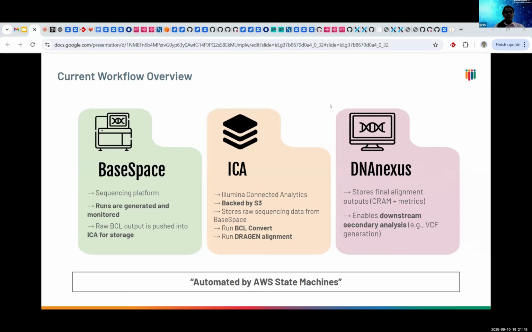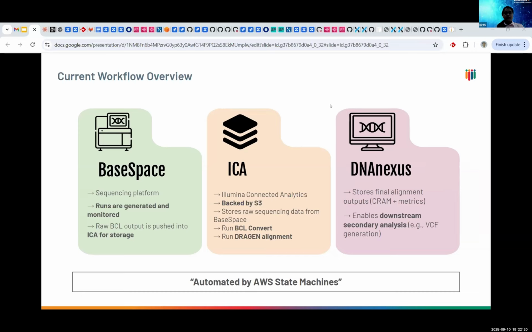From there, the data is pushed into ICA. ICA and BaseSpace are connected to each other through a project, and ICA is also a platform which can be connected and backed up by S3. So once the data is pushed from BaseSpace to ICA, this is where all the heavy lifting happens, like all the alignments or analysis are run here. So basically the raw data is being converted, cleaned and aligned in ICA. You can think of ICA as the main processing engine here.